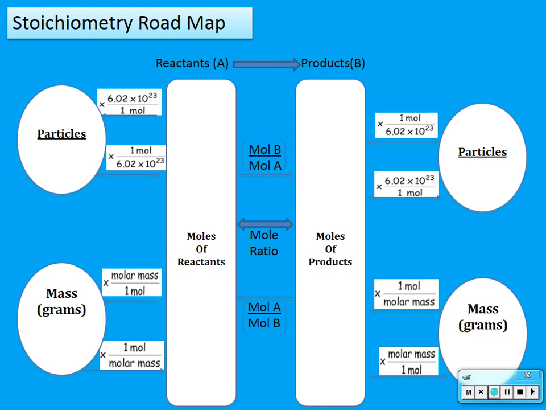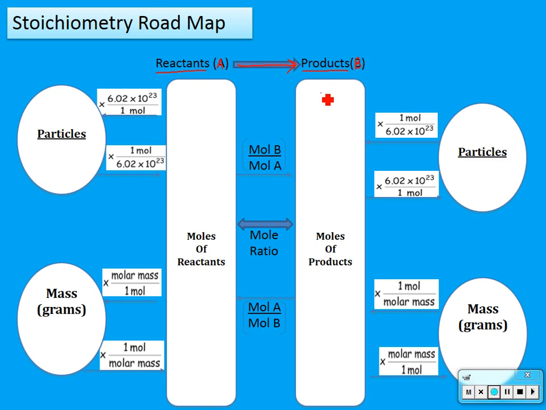Okay, on the left side, this entire left side area, this is for the reactants in your chemical reaction, and I call the reactants A. Okay, then we've got this arrow here, and that separates the products. The products are on the right side, so everything over here on the right side is products, and I'm calling the products B.